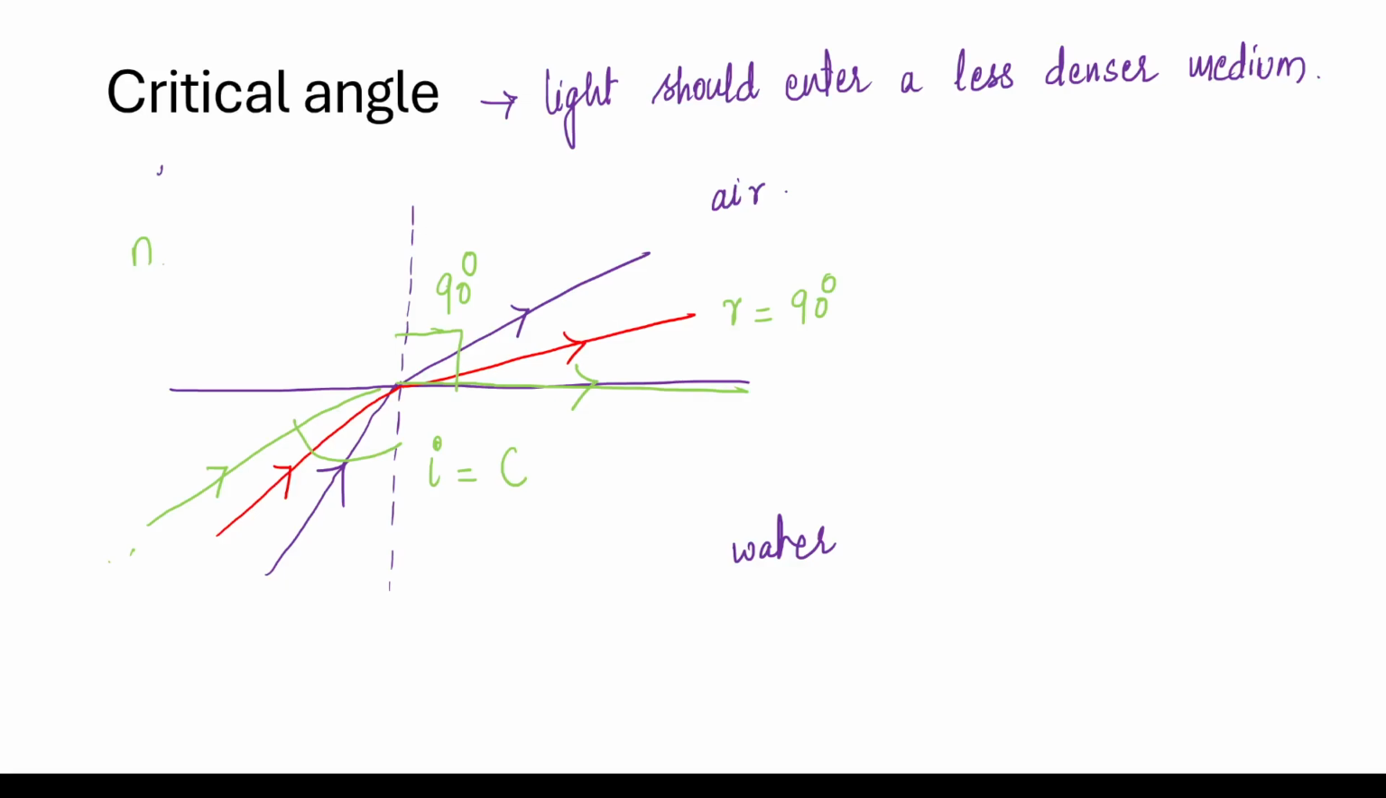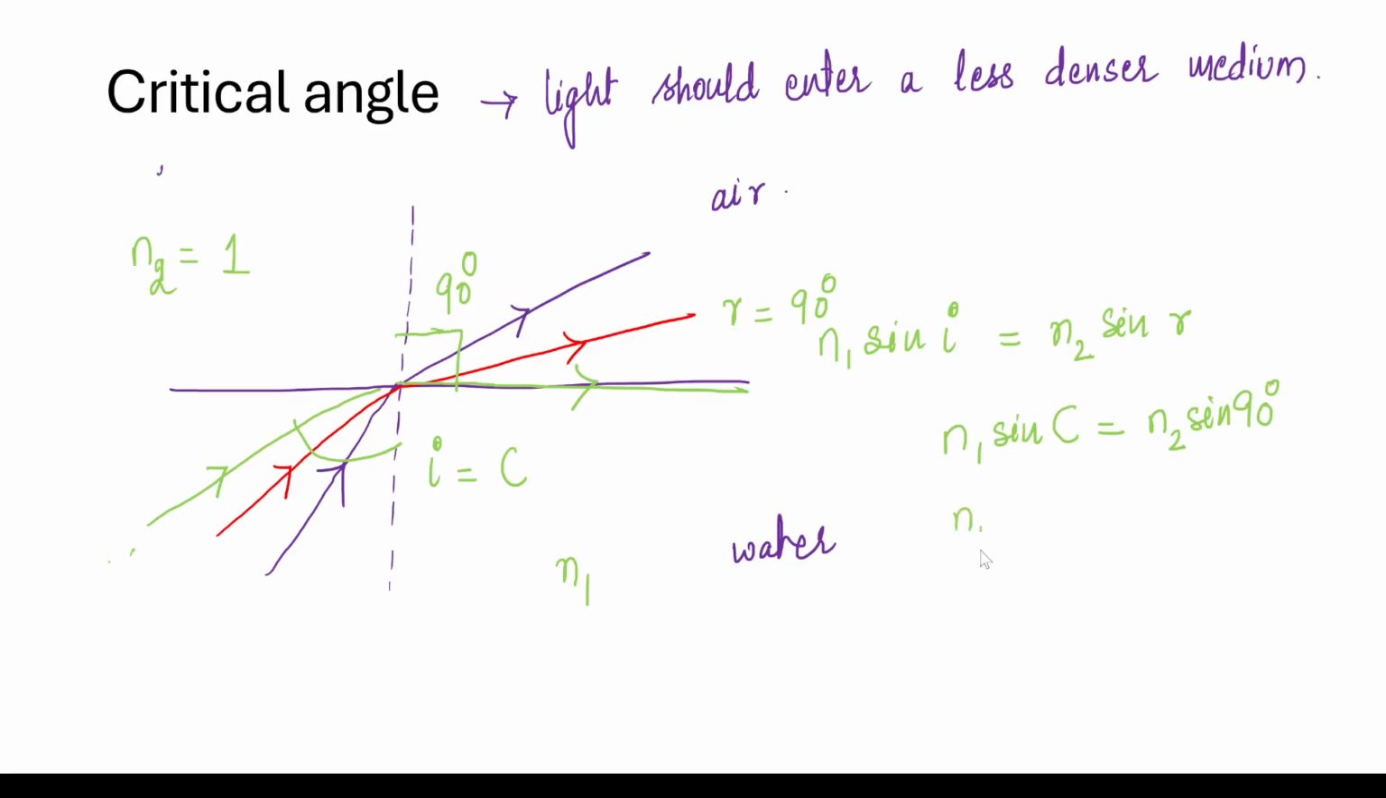Now, generally, in this case, my second medium is air. It can be anything, so that's why I'm writing N2 here. And N1 can be water or glass. So if I apply my Snell's law, N1 sine I equals N2 sine R. So when my I is critical angle, my R is 90. That's the condition. So what is critical angle? It is that angle of incidence for which angle of refraction becomes 90 degrees.